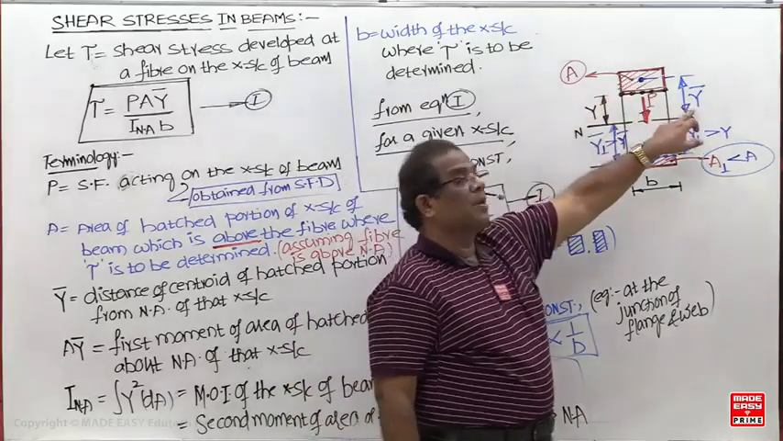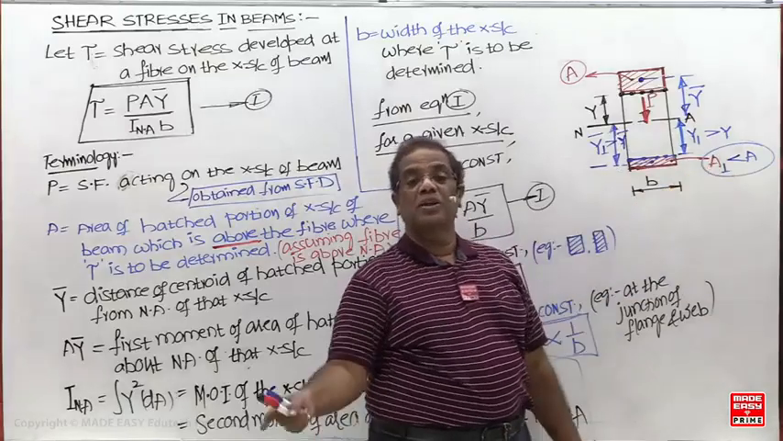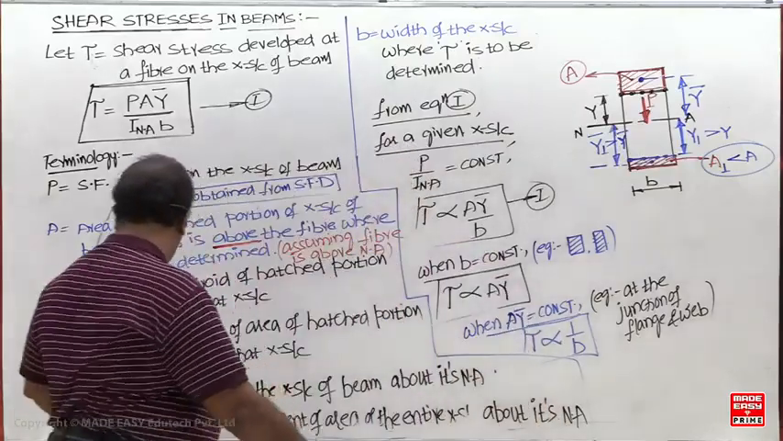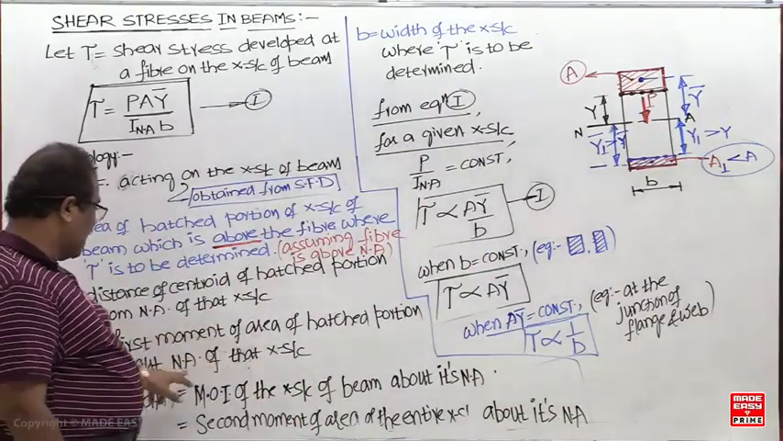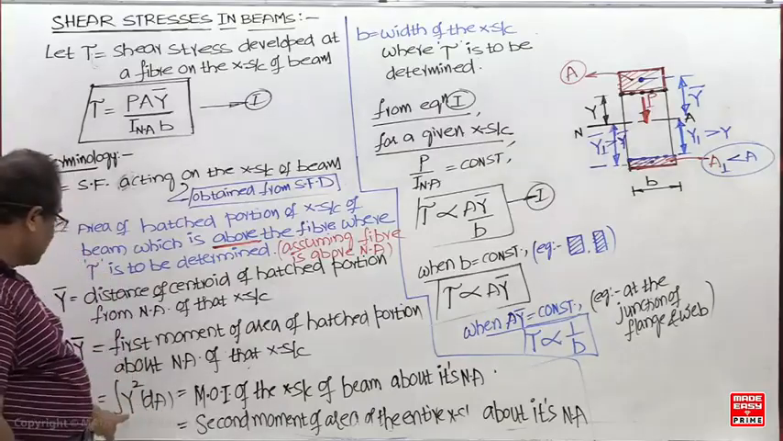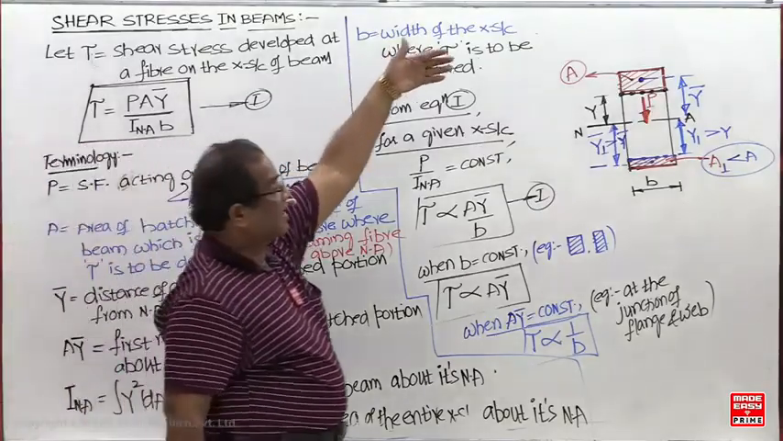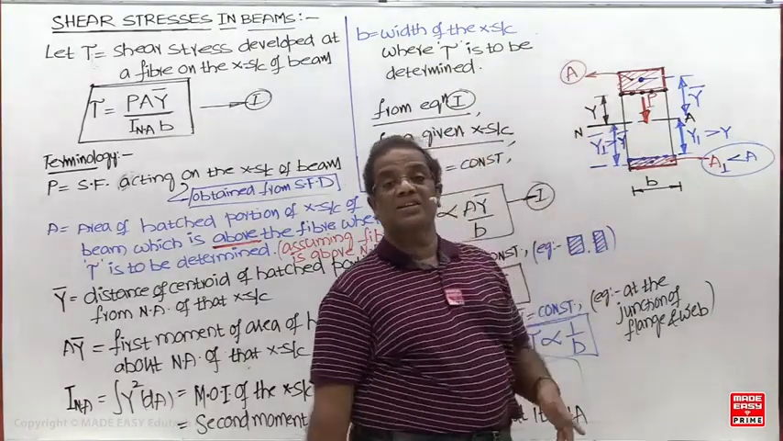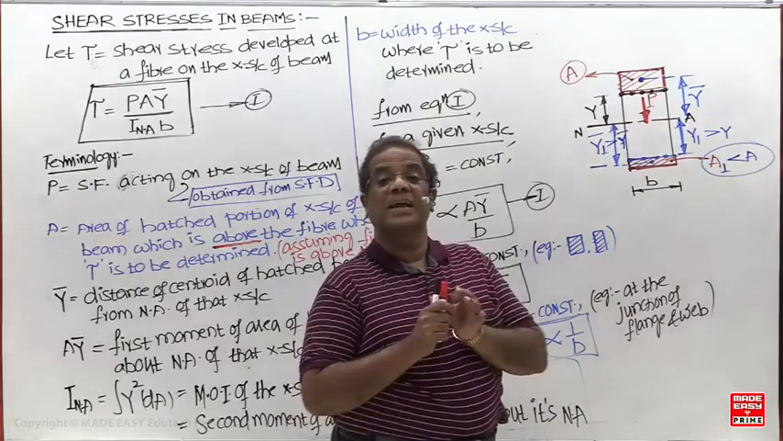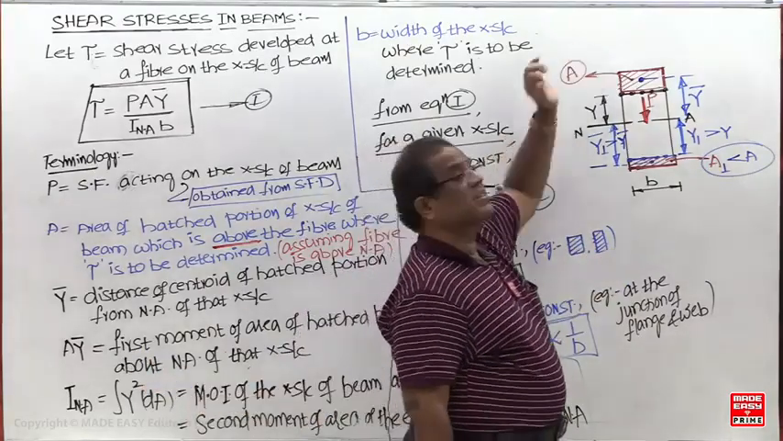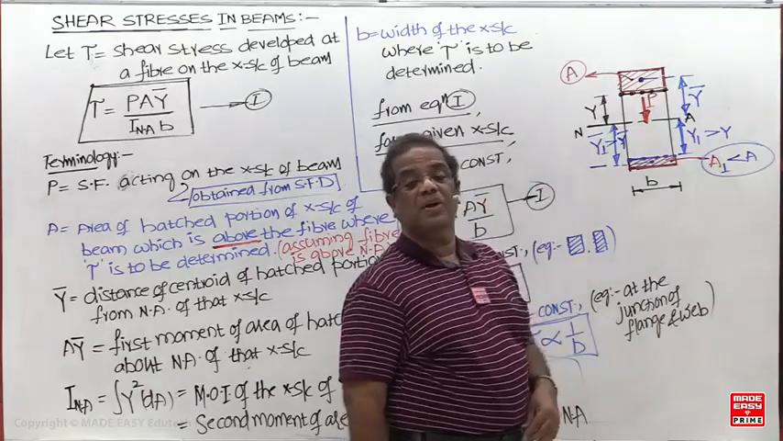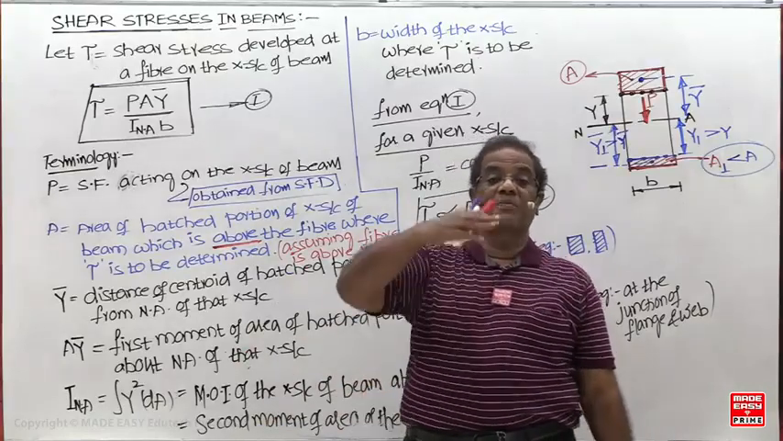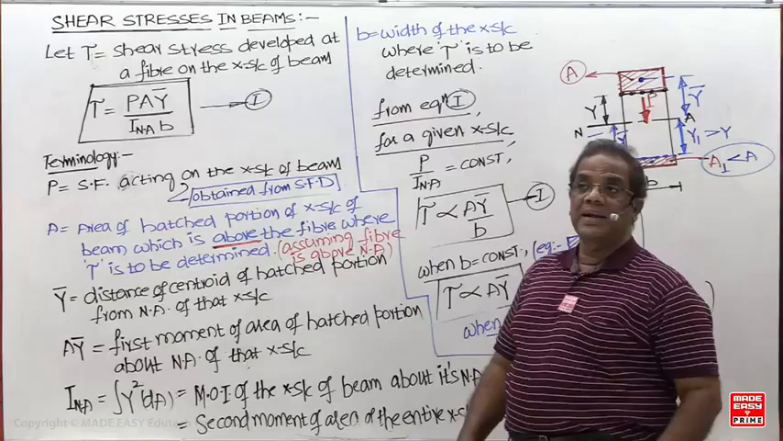Next, this area into Y bar is called the moment of area, just as force into perpendicular distance is the moment of a force. This A into Y bar is called the first moment of area of the hatched portion about the neutral axis. But what about I? It is for the entire cross section, the moment of inertia bd cubed by 12. But A Y bar is for the hatched portion. So which one varies and which one is constant? I is constant, for the entire cross section. But fiber to fiber, A Y bar will change.